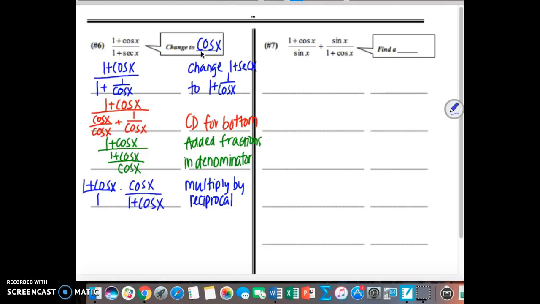So now we have a 1 plus cosine of x in the numerator and in the denominator, so we are just left with cosine of x. So this is our expression in simplest form.